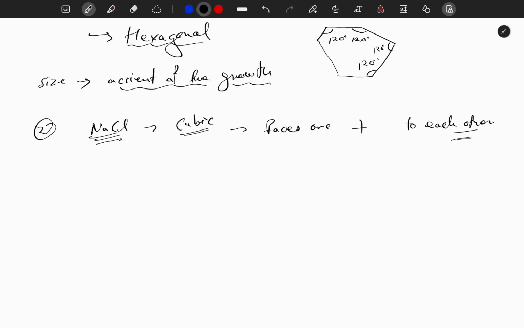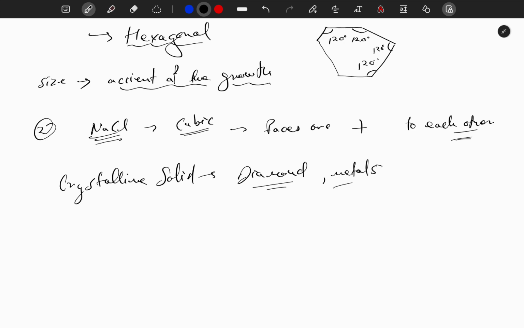So as examples of crystalline solids, we saw NaCl. Another example of a crystalline solid is diamond. Diamond is a crystalline solid. NaCl and metals are crystalline solids, for example copper, gold, etc. These are called metallic crystals.